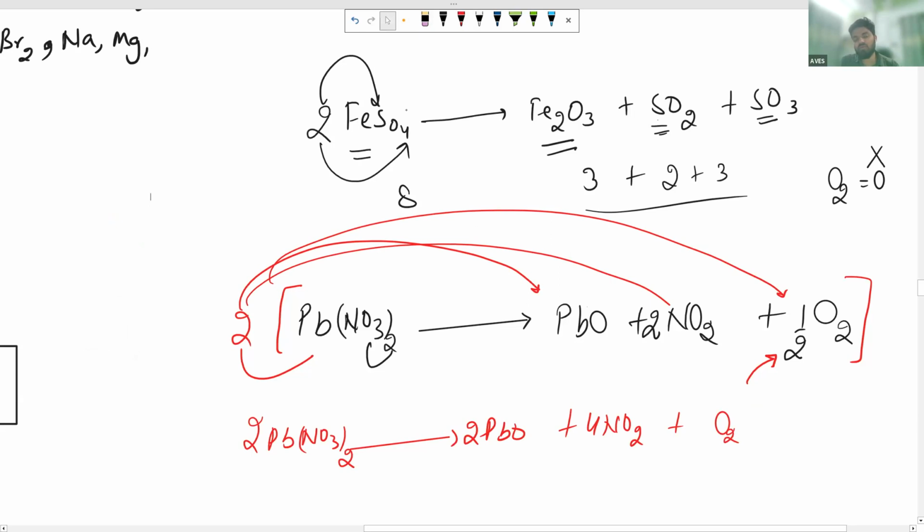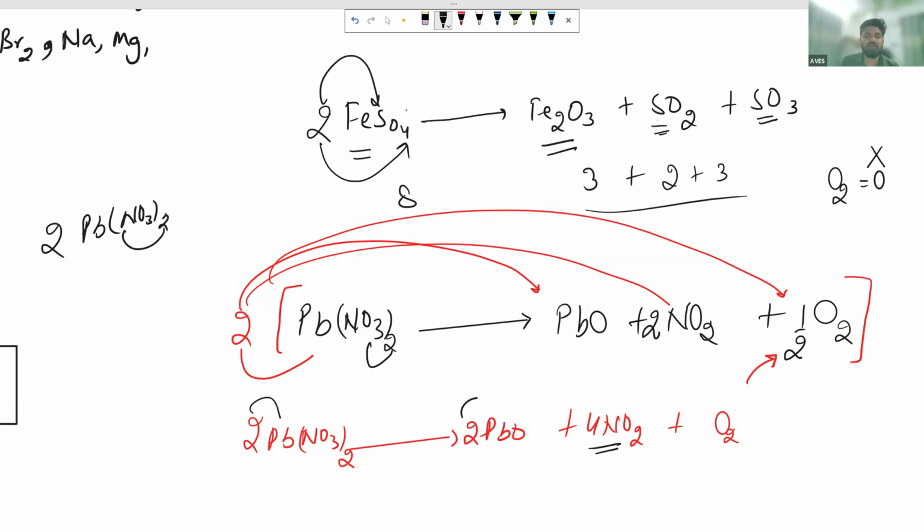1 Pb(NO3)2 has 2 nitrogen. So 2 Pb(NO3)2 will have 4 nitrogen. There are 2 lead. 1 Pb(NO3)2 has 6 oxygen, so 2 will have 12 oxygen.